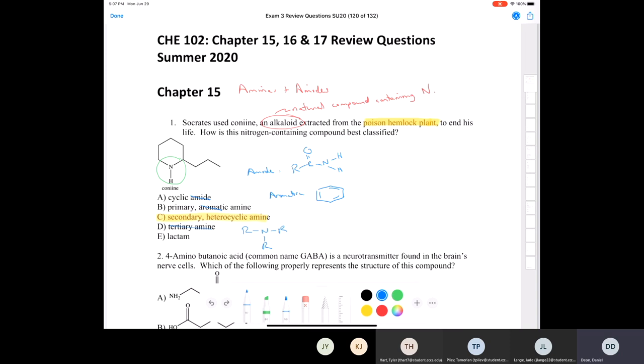The next one is a lactam. We don't even talk about lactams in this class, but a lactam, just so you know, is when you have a cyclic amide. So a lactam looks like this. So this would be an example of a lactam. Again, it's something we don't even talk about in this class.